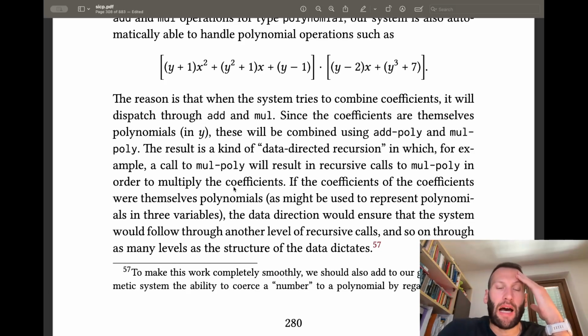The reason is that when the system tries to combine coefficients, it will dispatch through add and mul. Since the coefficients are themselves polynomials in Y, these will be combined. The result is a kind of data-directed recursion in which, for example, a call to mul poly will result in recursive calls to mul poly in order to multiply the coefficients. If the coefficients of the coefficients were themselves polynomials, the data direction would ensure that the system would follow through another level of recursive calls and so on through as many levels as the structure of the data dictates.